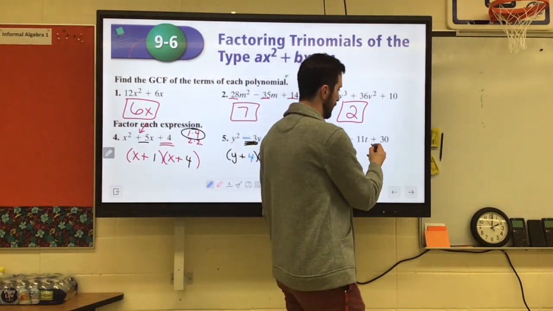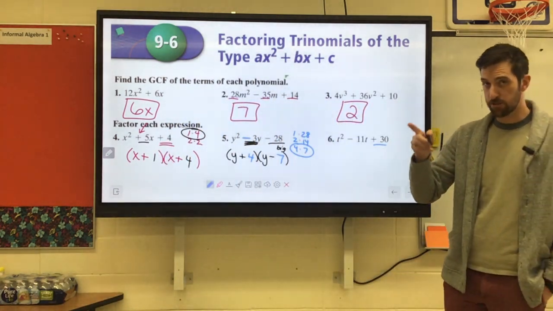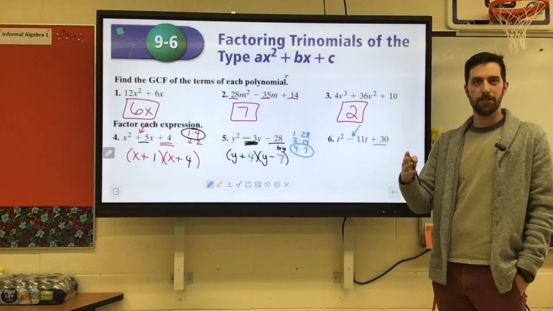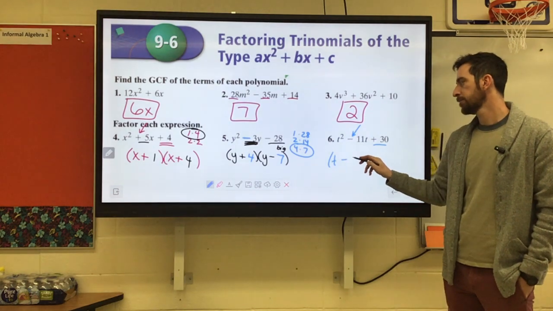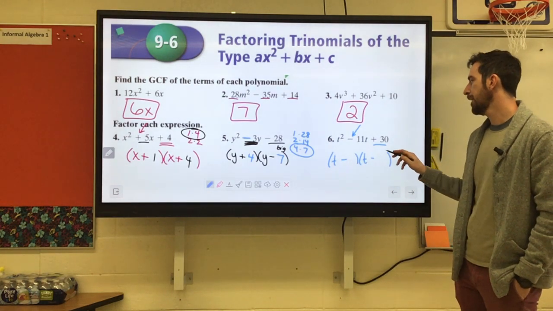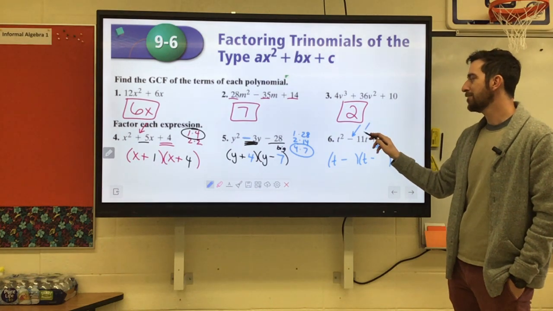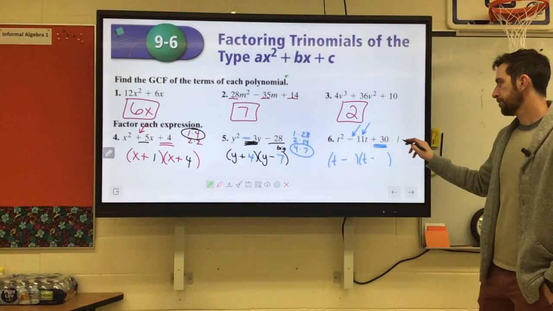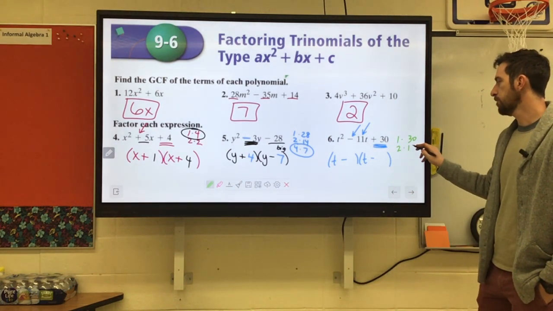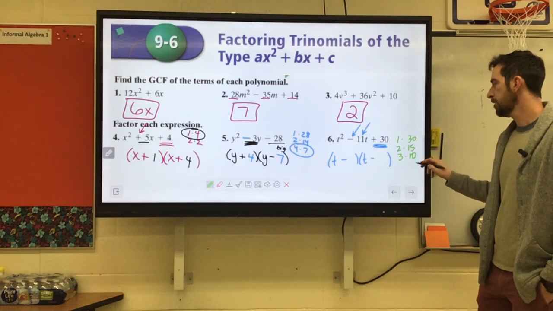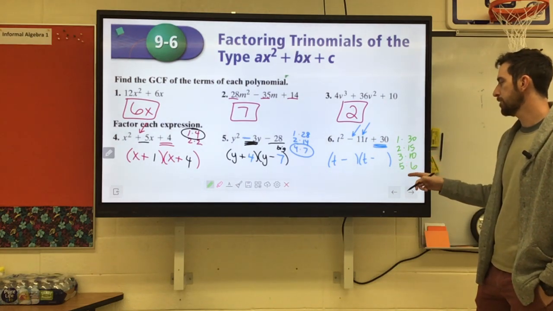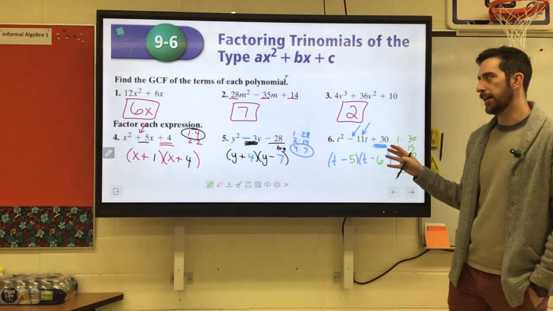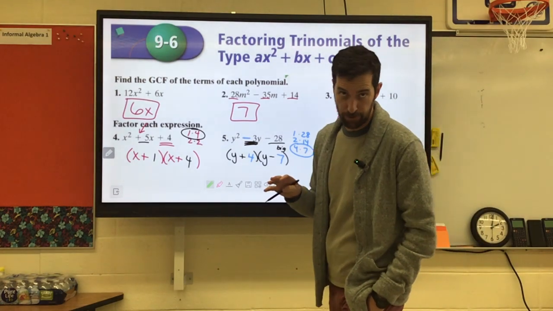Looking at the last one, it ends in plus. So they're both going to be plus or they're both going to be minus. If I look at the first term, it's negative. So that would say they're both negative. T minus, T minus. And anytime that last term is plus, they have to add up to the middle. So thinking of 30, 1 and 30, 2 and 15, 3 and 10, or 5 and 6. Which set adds up to the 11? That would be your 5 and 6. If you can do that, today shan't be a problem.